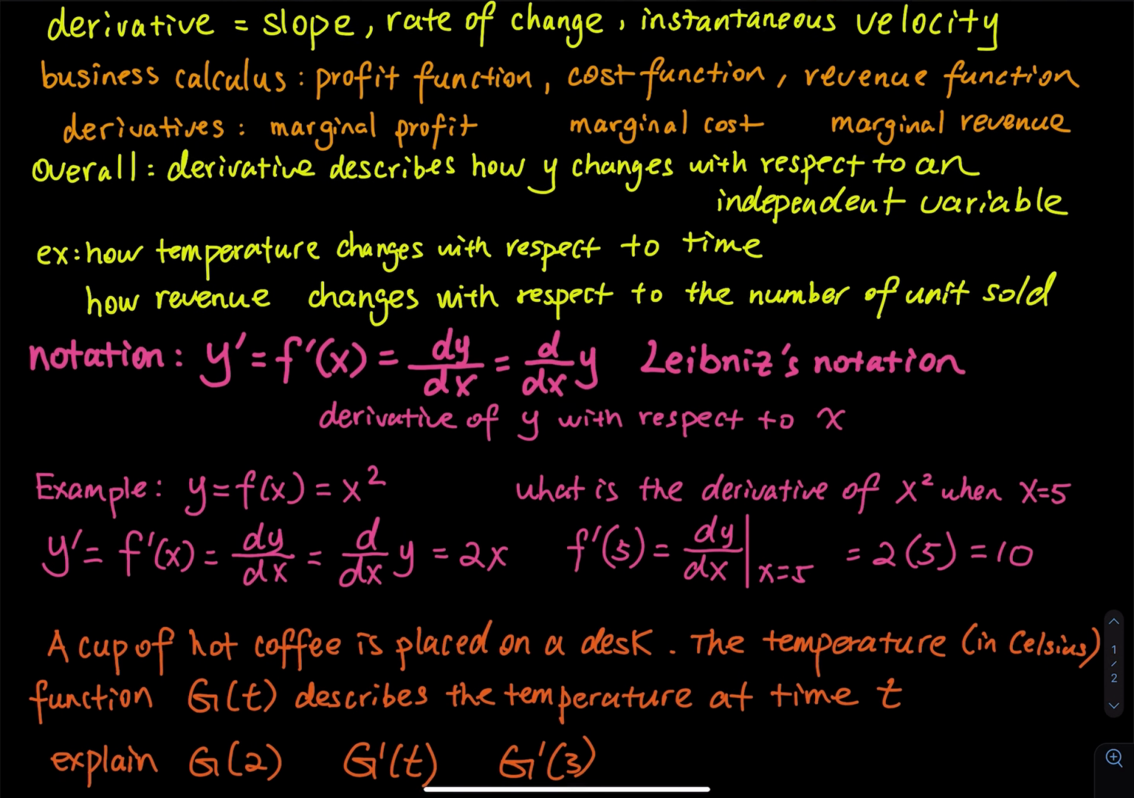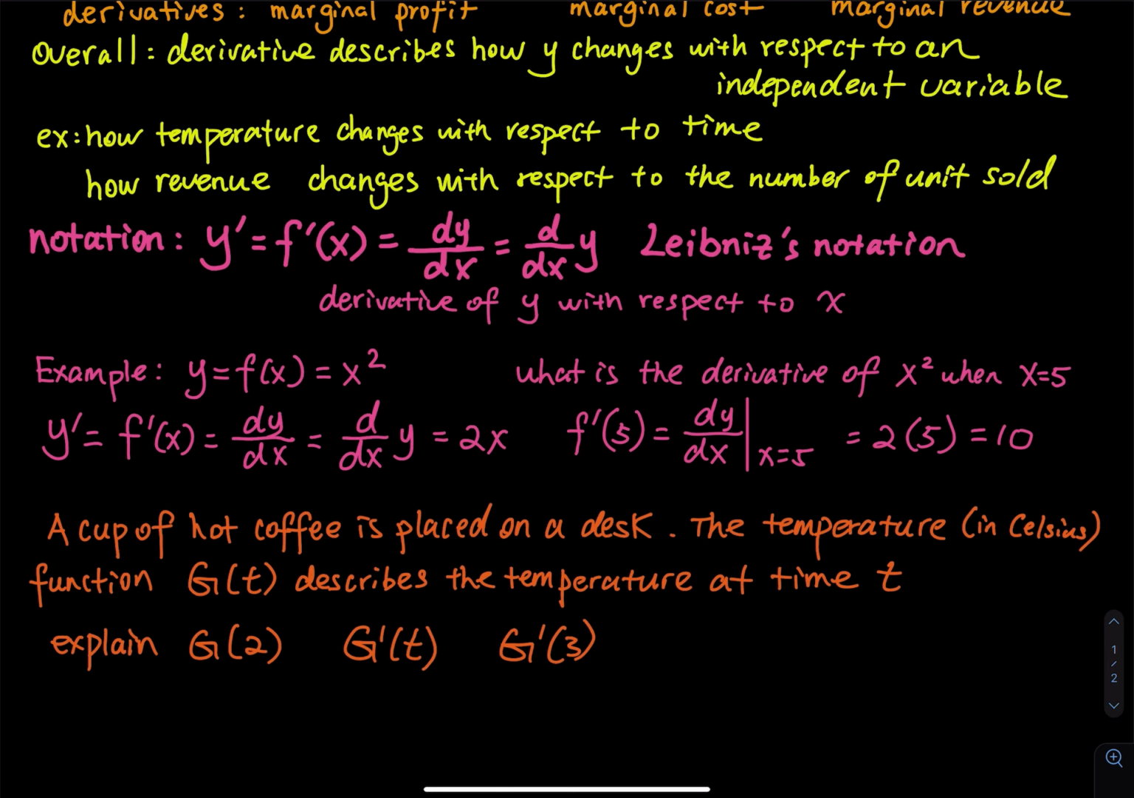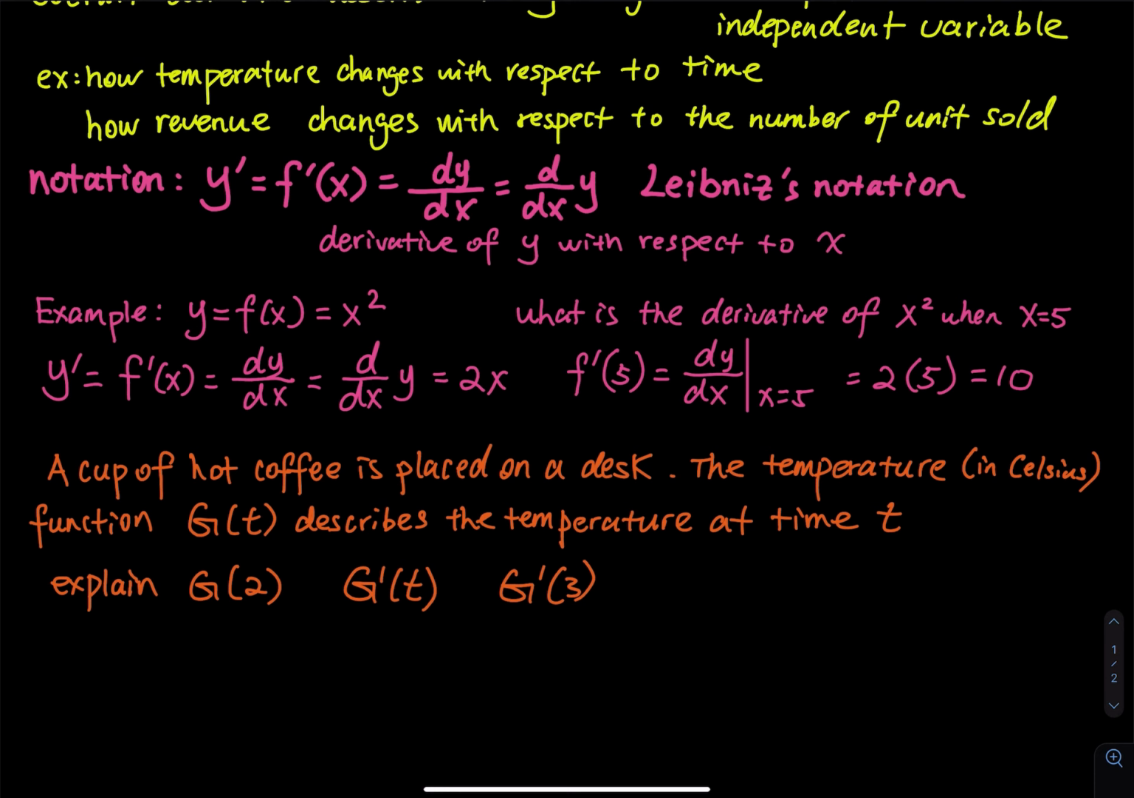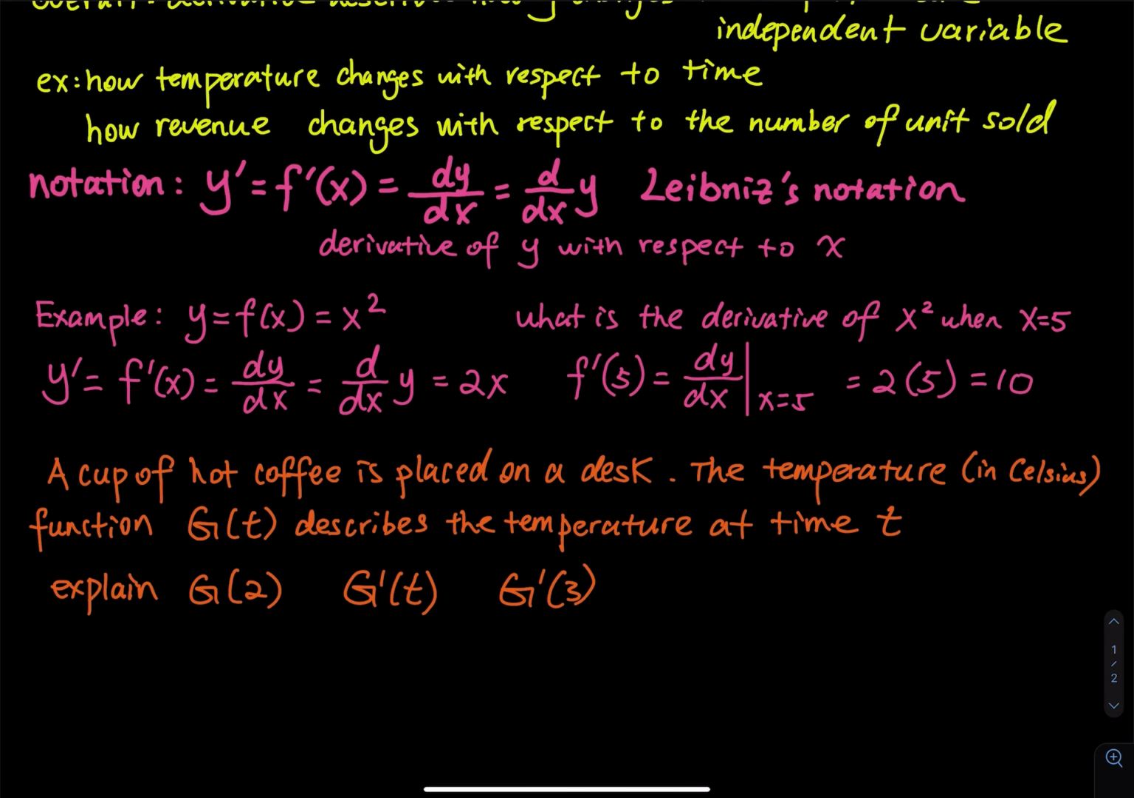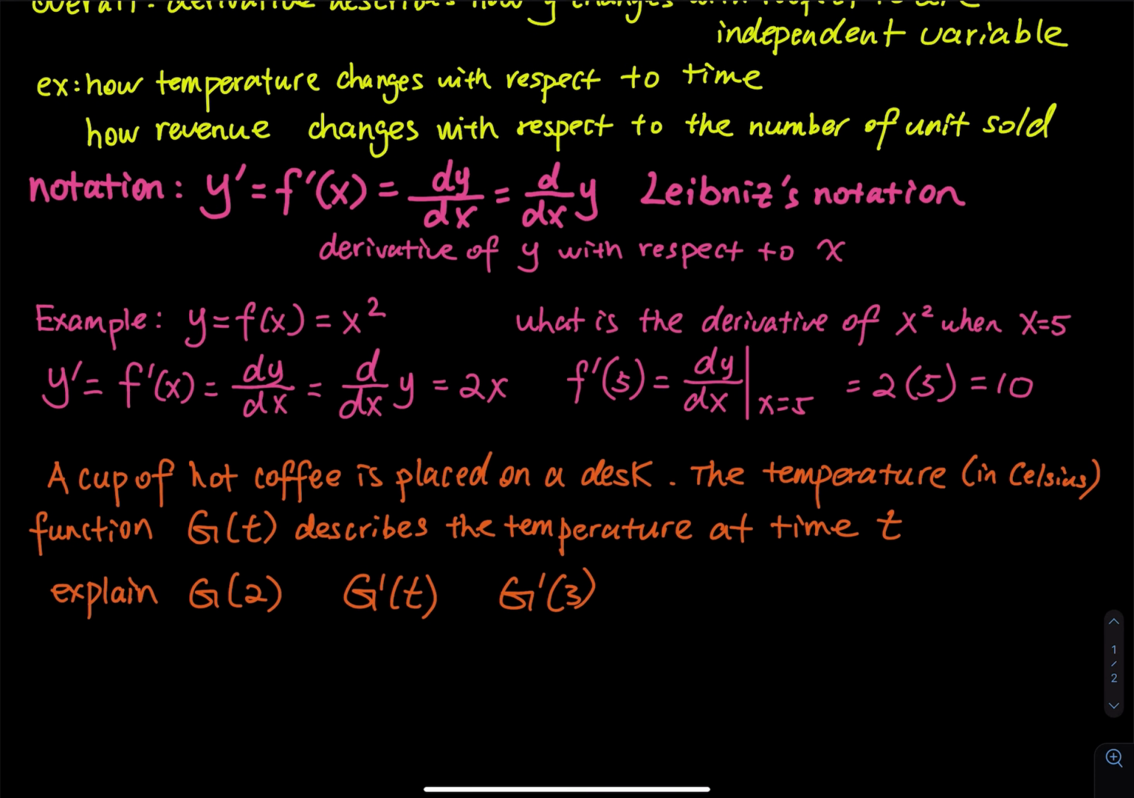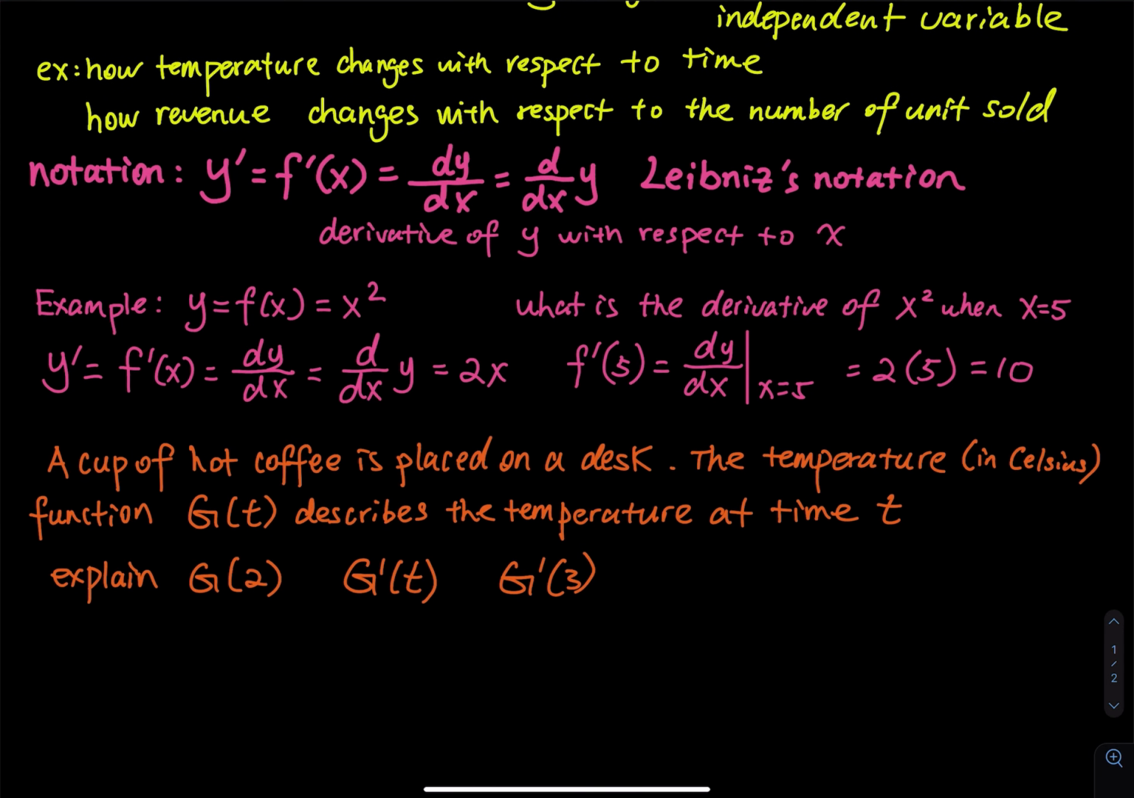Let's put the notation on a small application problem. So let's say a cup of hot coffee is placed on a desk. The temperature, I use Celsius, the temperature function g of t describes the temperature at time t. So I want you to explain what g of 2 means. We are not doing any derivative yet. So g is a temperature function. So g of 2, whatever that equals, this is the temperature of the coffee after 2 minutes.